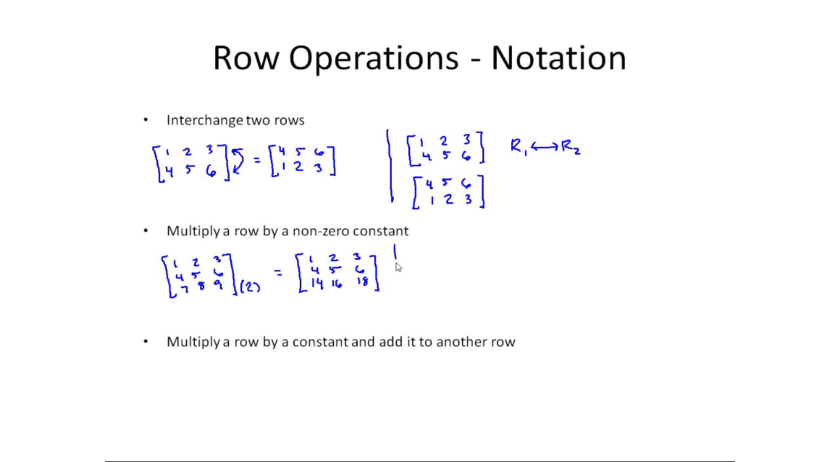Okay, what about the other notation for this? So I'll redraw my matrix real quick. 1, 2, 3, 4, 5, 6, 7, 8, 9.